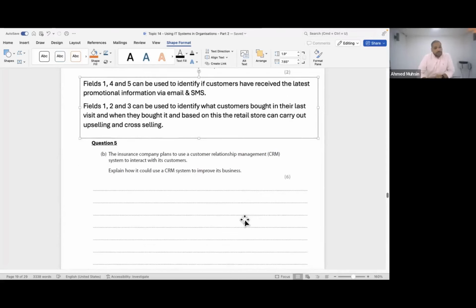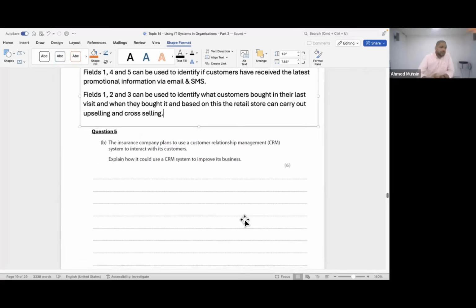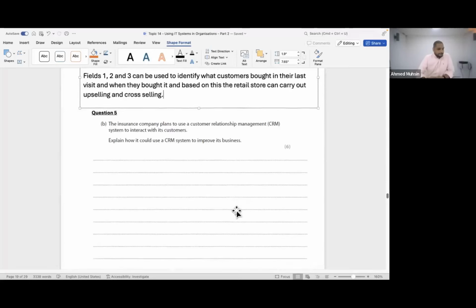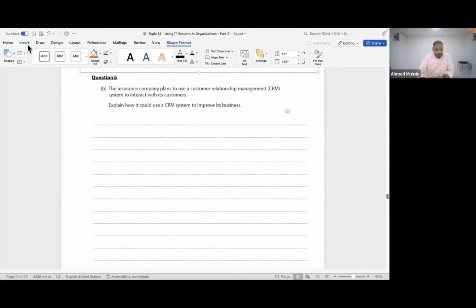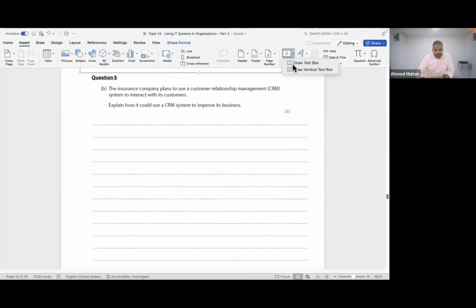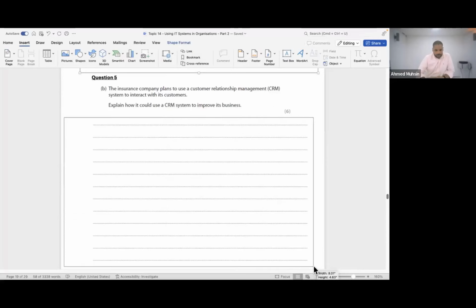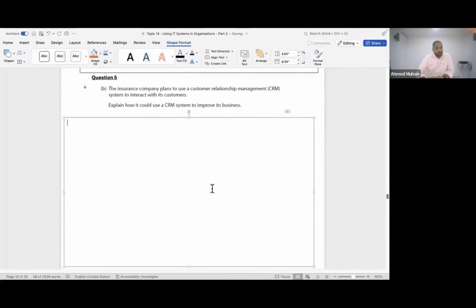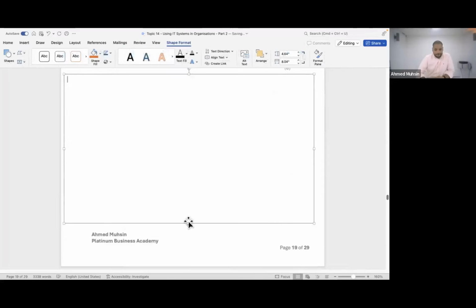So what does the customer relationship management contain? It has all the information about your customers. You will have a lot of personal information about them. So how would you use that information to increase the profits of the insurance company? What do you think?